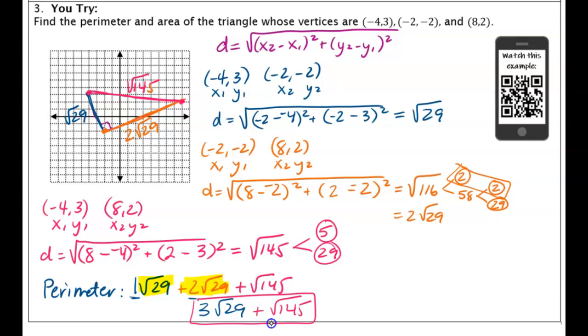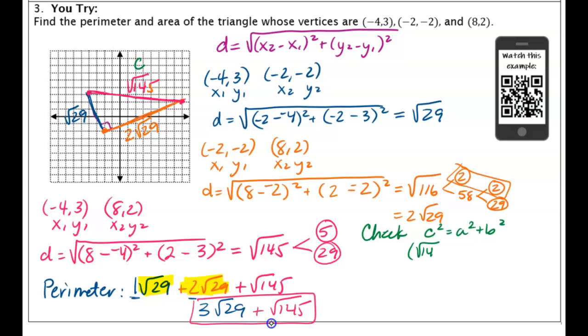For the area, things are a little bit more complicated. We have to make sure that this is a right triangle like we suspect. And I happen to think that the easiest way to do that is to check that the Pythagorean theorem comes out equal on both sides. So we're going to check that c squared equals a squared plus b squared. So c, remember, has to be your longest side. So we're suspecting that the square root of 145 is our hypotenuse.